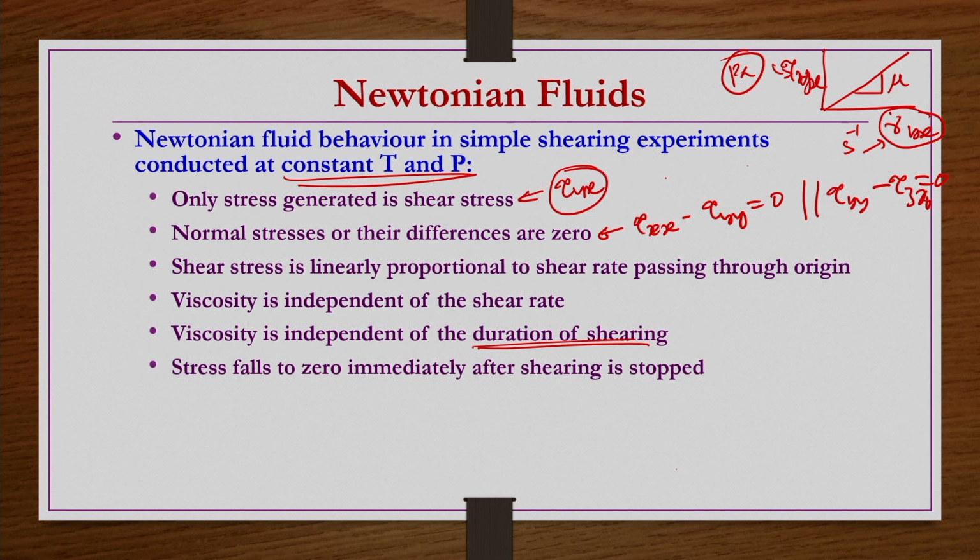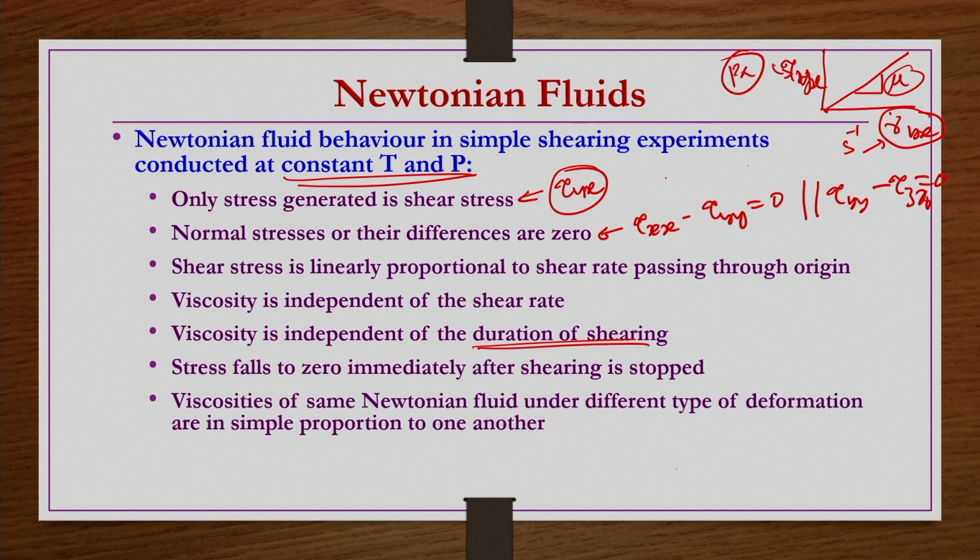Then stress falls to 0 immediately after shearing is stopped. Say you are gradually increasing gamma dot Yx in order to do the experiment. Then tau Yx is also gradually increasing, with a proportionality constant of mu. But the moment you stop the shearing, the shear rate immediately falls to 0, and when the shear rate falls to 0, the shear stress also immediately falls to 0. That is what is meant by: if you stop shearing, stress immediately falls to 0 for a Newtonian fluid.